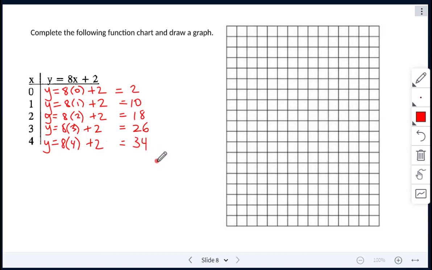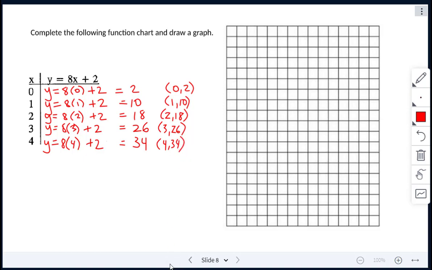So now that we have our values for y, we have our coordinates. So our first coordinate is 0, 2. So I'm going to put it here as a coordinate. Our next one is 1, 10. Our next one is 2, 18. Then we have 3, 26. And we have 4, 34.